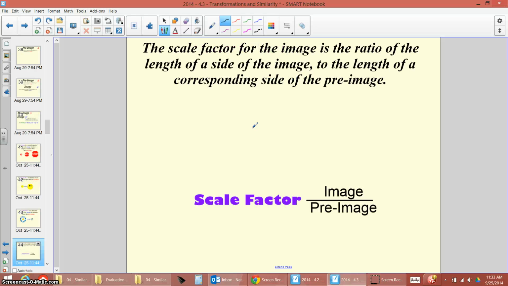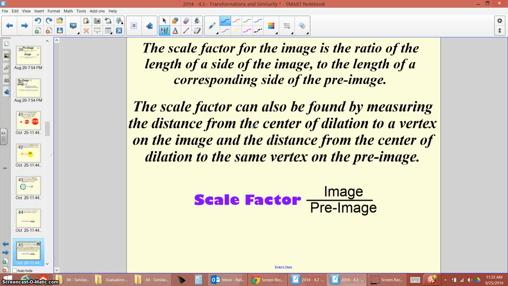So the scale factor helps us out because when I'm looking at a dilation, I'm dilating it by a scale factor. And that scale factor is done by the image divided by the pre-image. And I'll show you what I mean by that. You can also find it by using the center of dilation. And I'll show you how to find the center of dilation and how to set up your scale factors.